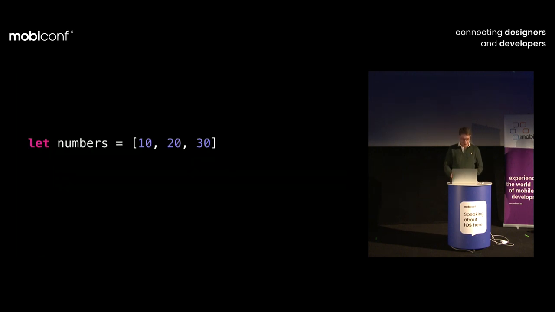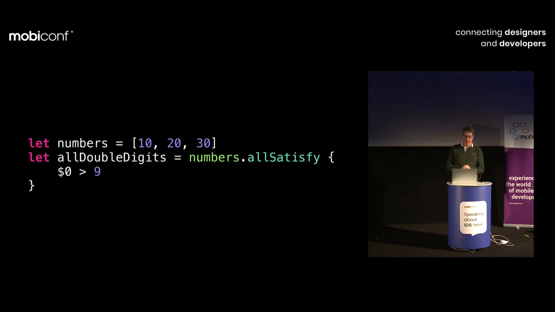Let's march onwards with some more Swift 4.2. I love Swift 4.2. Here's an array of numbers, 10, 20, 30. If I want to verify these are all double-digit numbers, I could use a new allSatisfy method of sequences. I could say let allDoubleDigits equals numbers.allSatisfy { $0 > 9 }. It'll go through each one, check that closure, and return true for the whole thing. But again, how would we implement allSatisfy? If we were coding it ourselves, what would it look like?